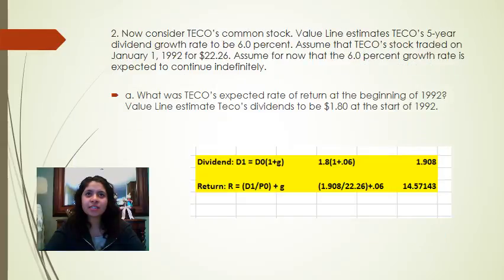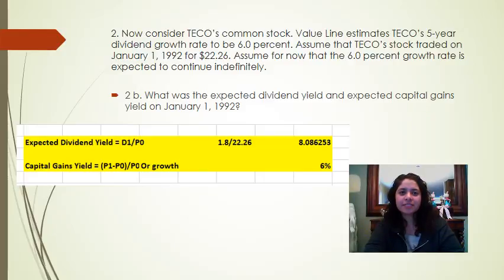They give a different scenario saying TECO estimates a 5-year dividend growth rate to be 6% and it will continue indefinitely. Question 2A asks for the expected rate of return for the beginning of 1992. First, I found the dividend of 1.908 by multiplying dividend 0 times 1 plus the growth rate of 6%. Then I used the 1.908 divided by the stock price in 1992 of 22.26, then added the 6% growth rate, giving me 14.57%.